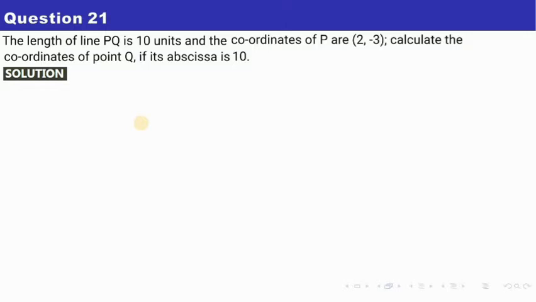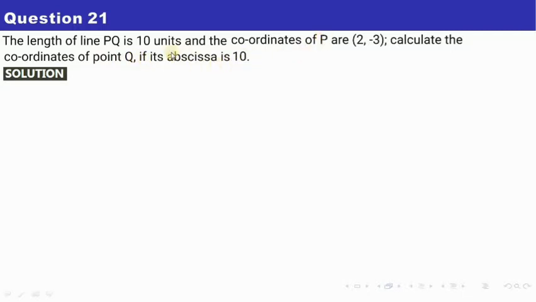So let us continue with the remaining problems on distance formula, exercise number 28. The first question for the day that I'm taking here is question number 21. The question says the length of a line PQ is 10 units. The coordinates of P are 2, minus 3. Calculate the coordinate of Q if its abscissa is 10.